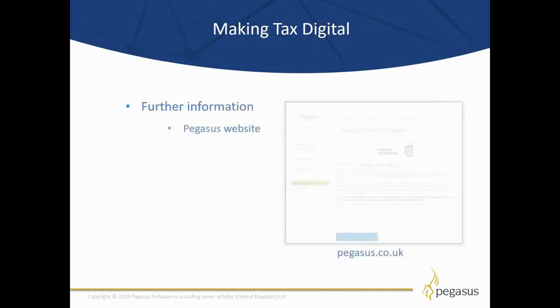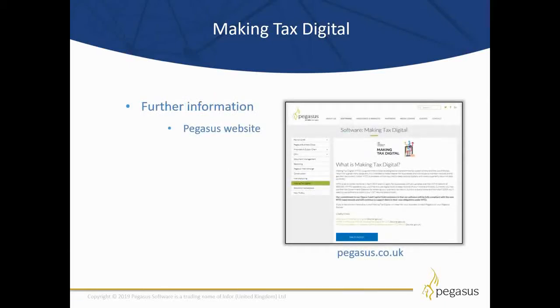For further information, go onto the Pegasus website, pegasus.co.uk. On the Software tab, there is a Making Tax Digital option. From there, you will find an introductory video that gives you a concise overview of what Making Tax Digital is all about. There is also an overview of MTD. This is a link to the government website and gives you a detailed overview of MTD, together with the main messages that HMRC are pushing about MTD, including short video overviews on a range of different aspects of MTD. There's also a couple of other links to the government website.